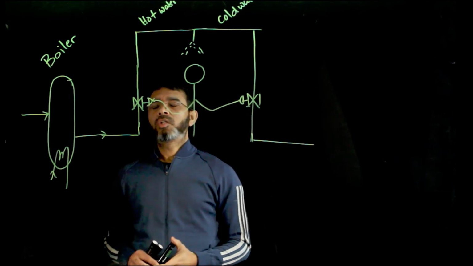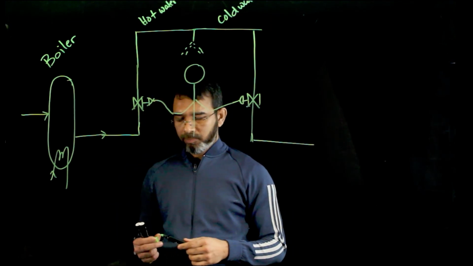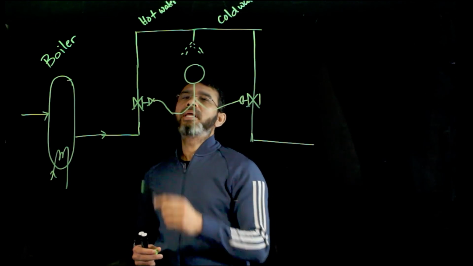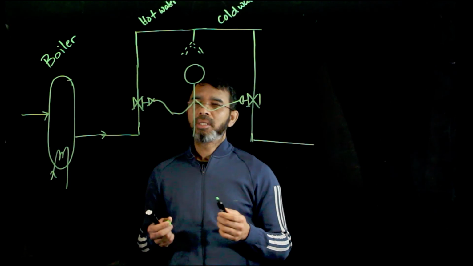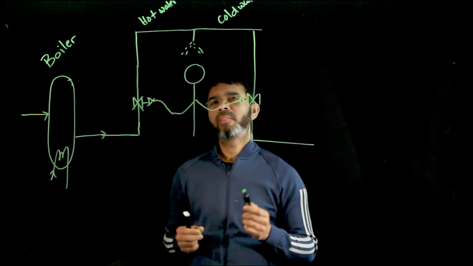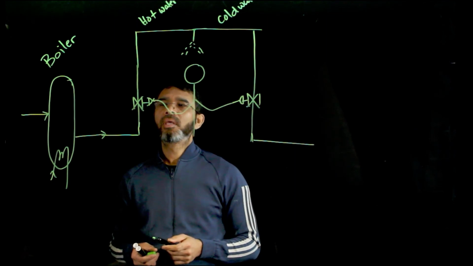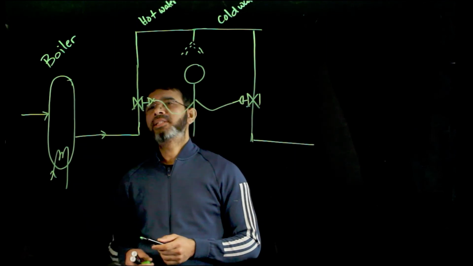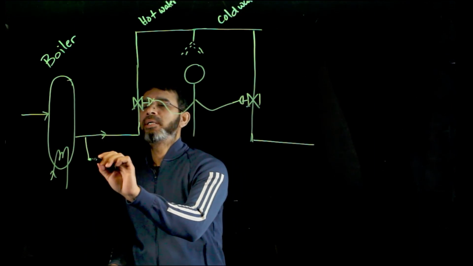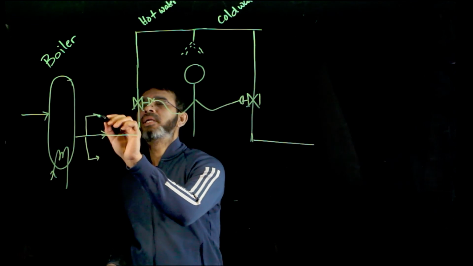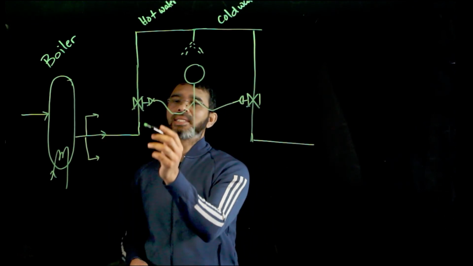Now let's look at the control problem here. Although the valve opening may remain the same, the flow rate of water may not remain the same. It depends on the available head in the water line. The boiler is serving the entire house, so water is going to other places as well. Depending on those demands, although the valve opening remains the same, you will not get the same hot water flow all the time.